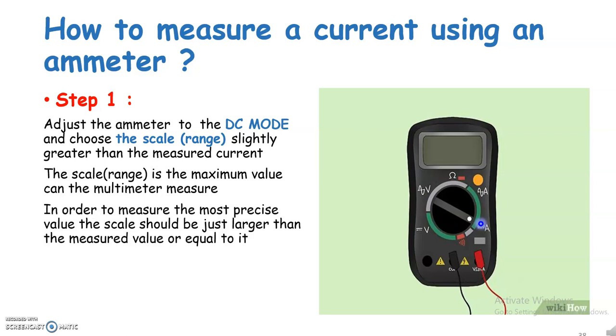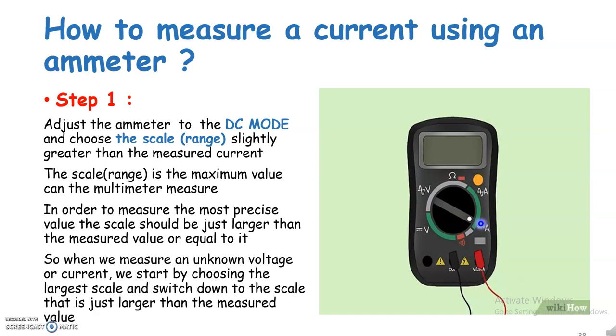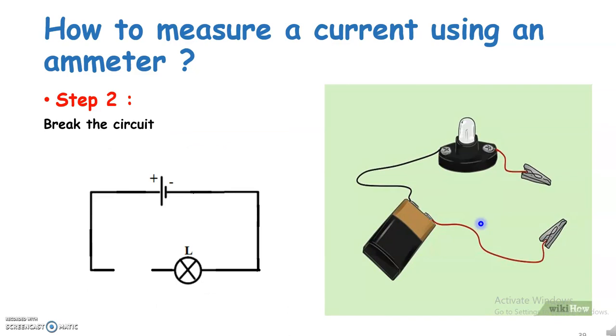So, in order to measure the most precise value, the scale should be just larger than the measured value or equal to it, slightly larger. But when I measure a non-known current, we start by choosing the largest scale and switch down to the scale that is just larger than the measured value. Meaning I start with the biggest scale and switch down until I reach the scale which is slightly larger than the measured value.